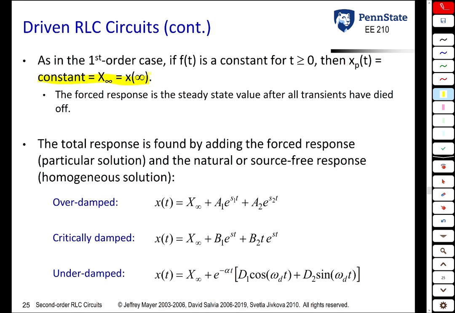All that this means as far as our equation goes is we have this additional term that shows up in each of the overdamped, critically damped, and underdamped cases. And that value comes from a DC steady state problem as t goes to infinity.